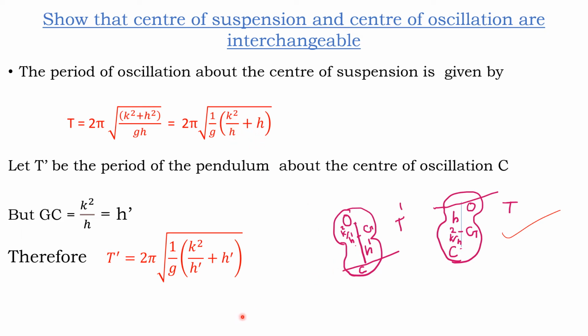Consider the second figure. Let T dash be the period of the compound pendulum about the center of oscillation C. In this case, the distance between the center of oscillation and the center of gravity, that is GC, is h dash. Therefore, T dash is equal to 2 pi into root of 1 by g into k square by h dash plus h dash, where h dash is k square by h.